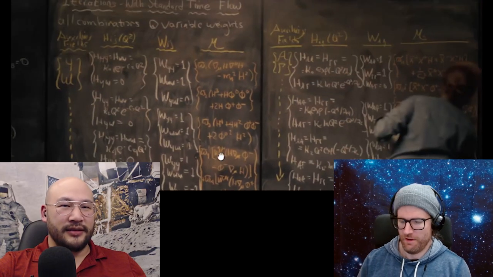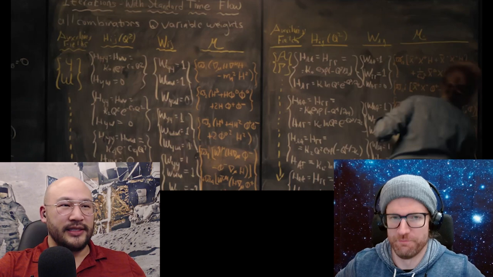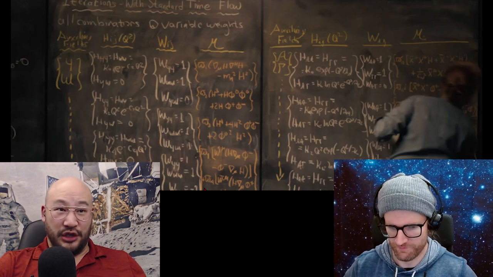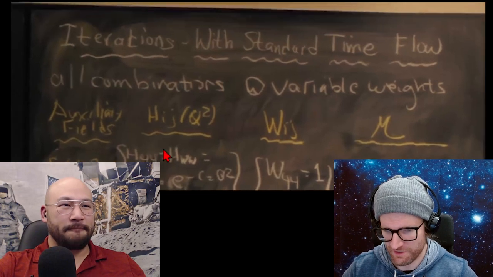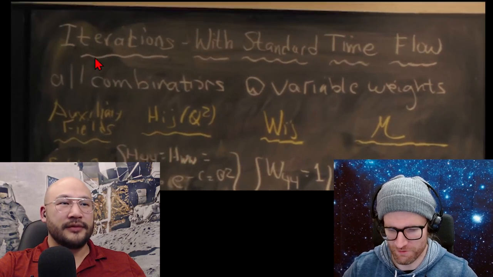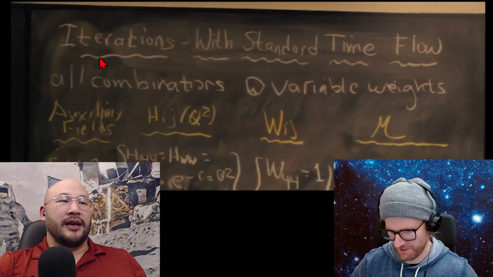So back on Earth, there is Murphy. She's now a professor, and she's doing some stuff on the board. Let's see if we can figure stuff out. So I don't really recognize any of this. Go ahead. What does it say?